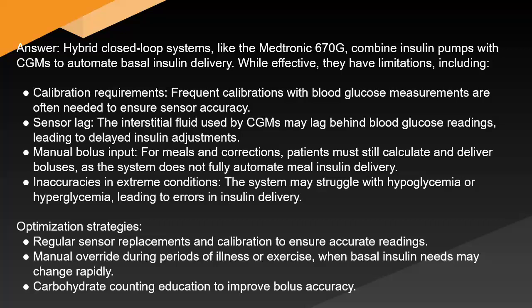Sensor lag: the interstitial fluid used by CGMs may lag behind blood glucose readings, leading to delayed insulin adjustments. Manual bolus input: for meals and corrections, patients must still calculate and deliver boluses as the system does not fully automate meal insulin delivery. Inaccuracies in extreme conditions: the system may struggle with hypoglycemia or hyperglycemia, leading to errors in insulin delivery. Optimization strategies: regular sensor replacements and calibration to ensure accurate readings.